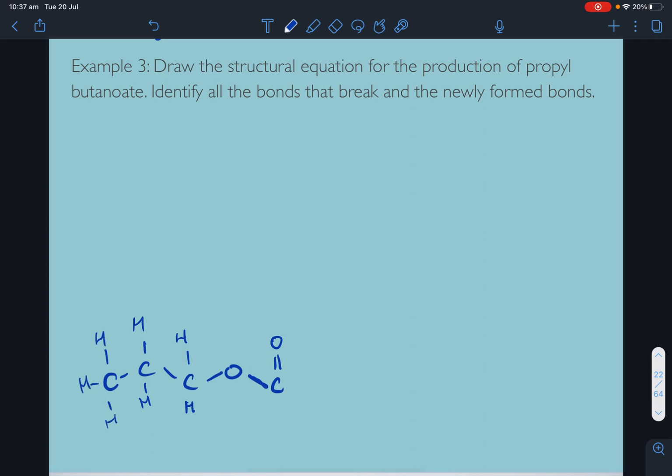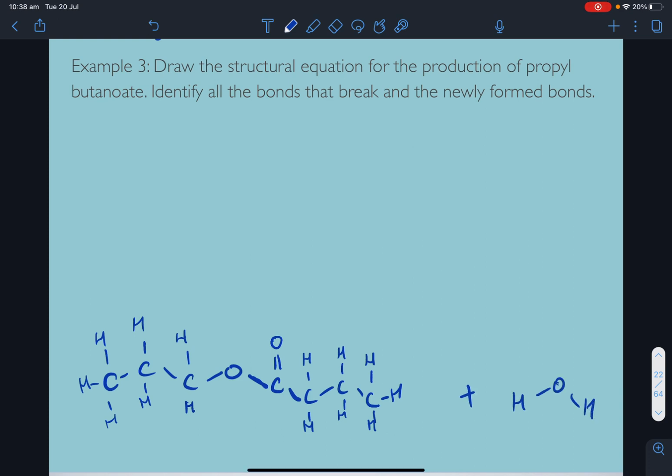Give me a second, just putting in hydrogens. Butanoate, so we need 4 carbons. 1, 2, 3, 4. Okay, put in my hydrogens. So there's my propyl butanoate. Let's just check. 1, 2, 3 for my alcohol, good, and 4 for my carboxylic acid, good. All right, don't forget water is the other product.